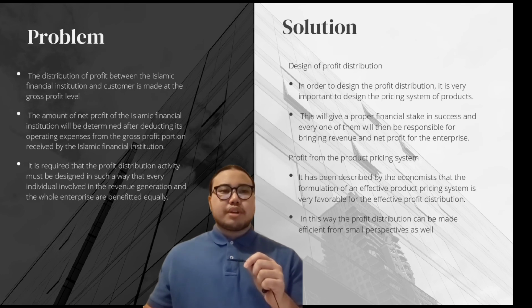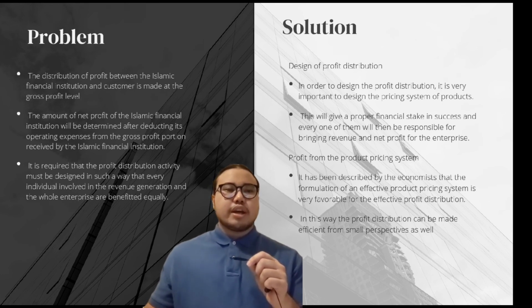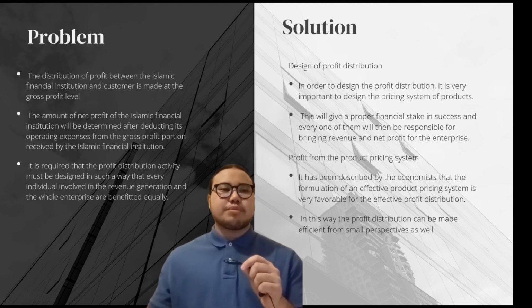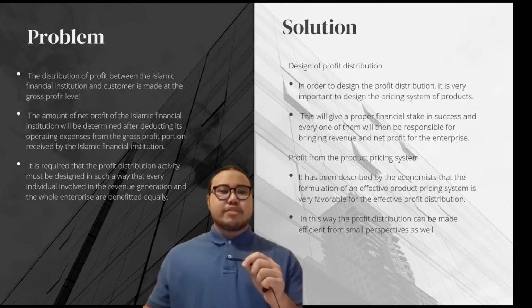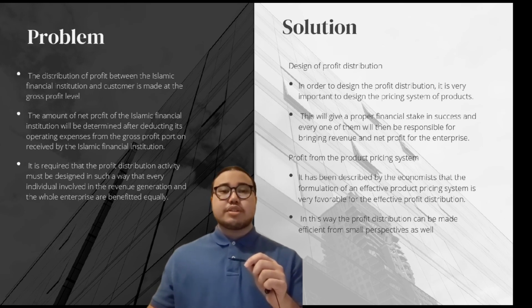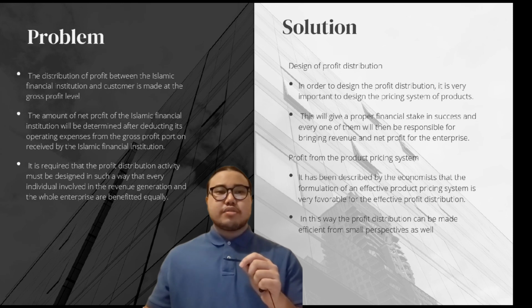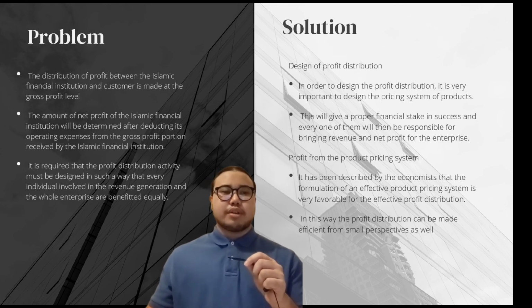Profit from the product pricing system. It has been described by economists that the formulation of an effective product pricing system is very favorable for effective profit distribution. This is a phenomenon which can benefit even the small stakeholder in a business. In this way, the profit distribution can be made efficient from a small perspective as well.